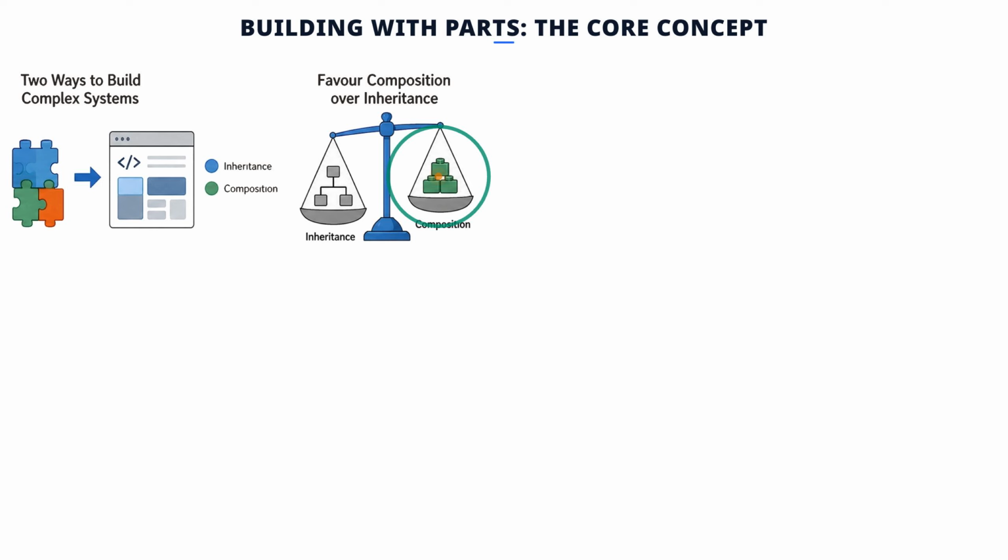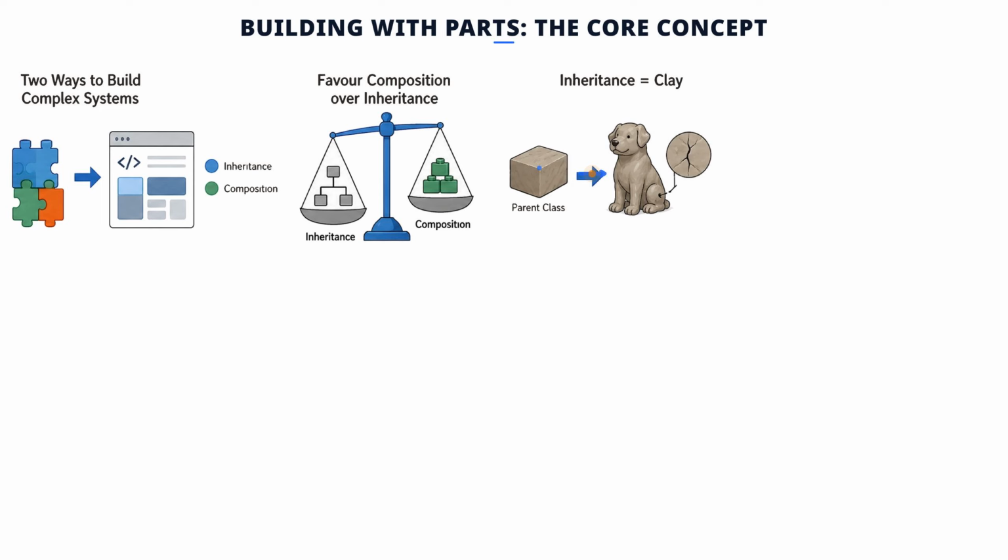To understand why we prefer this, let's consider the difference between sculpting with clay and building with Lego. Inheritance is like clay. You start with a large block, your parent class, and you carve your specific shape out of it, like shaping this dog. However, this creates a rigid dependency. If the original block of clay has a hidden crack, every single sculpture you carve from it will inherit that exact same flaw. If you want to change the base material, you have to redo every sculpture from scratch.